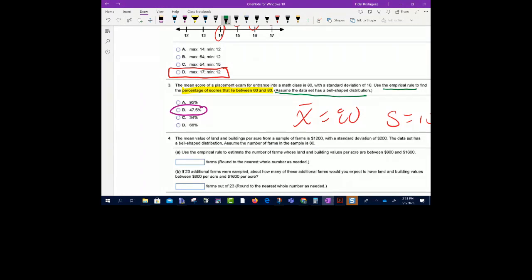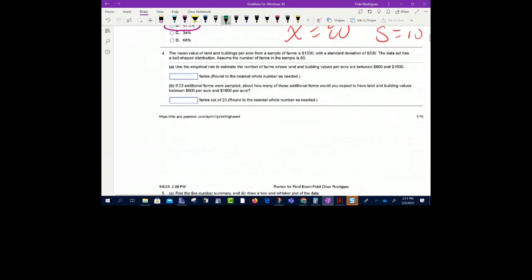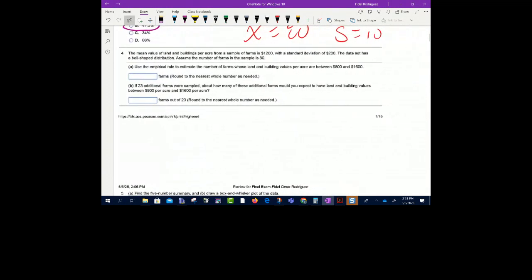Okay. So look, let's do number 4. Let's do it the same way, y'all. Look, it says the mean value of land and buildings from an acre of sample farms is $1,200. So y'all, in this case, my X bar is 1,200 and my standard deviation is 200. Okay. And then it says, assume that the number of farms in the sample is 80. So my N is 80.